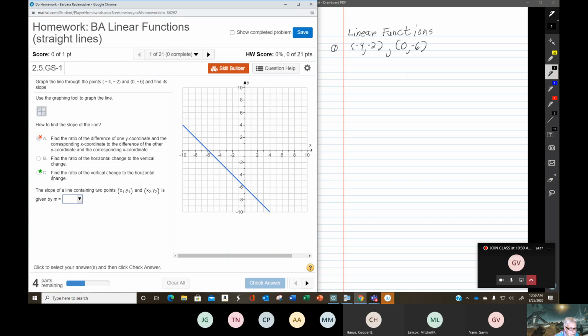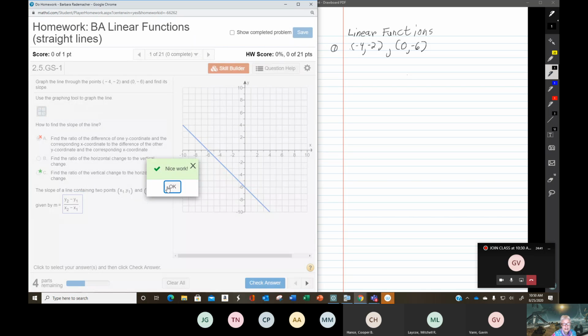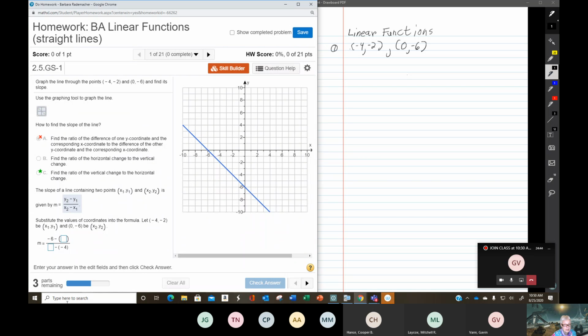Let me read the others. Oh, it was this one. Find the ratio of the vertical change to the horizontal change. Yes. The slope of a line containing 2 points is given by m equals y2 minus y1 over x2 minus x1. Nice work. Oh, they're going to make me go step by step. Okay, all right, fine. You got to do what you have to do.